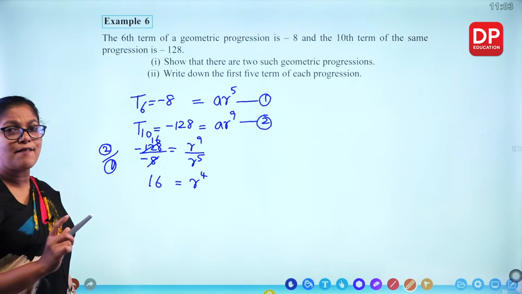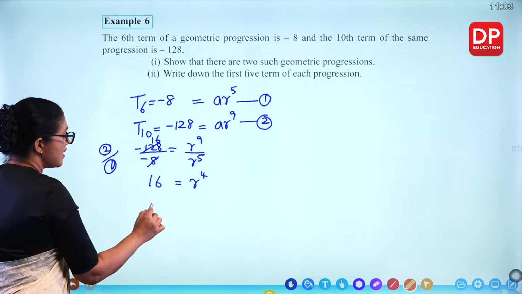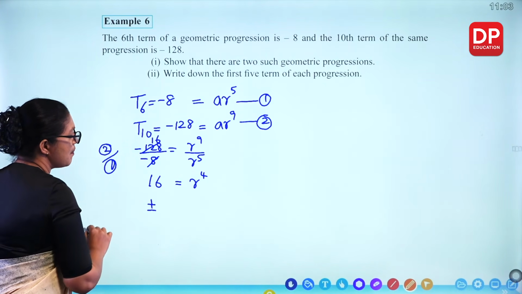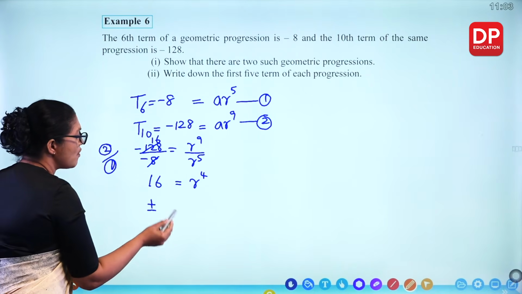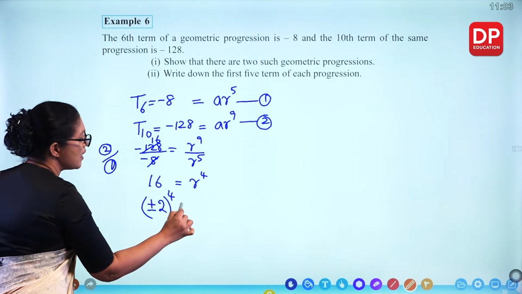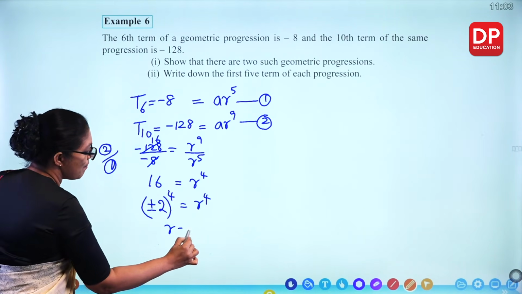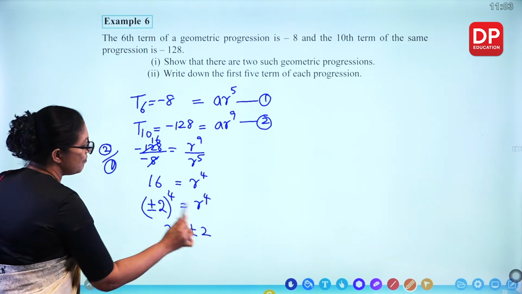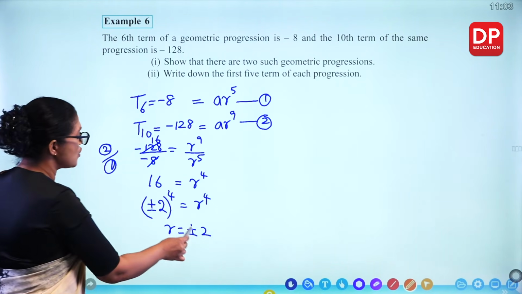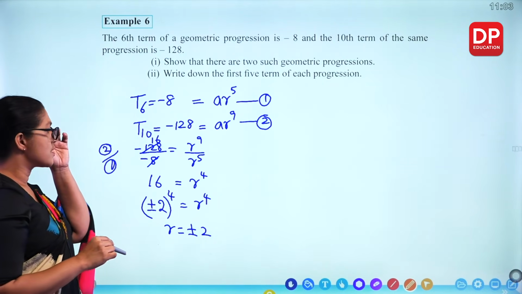Now the power is even. When the power is even, you can write down either positive or negative value. What's the value? 2 to the power 4 is 16. So minus or plus 2 to the power 4 is R to the power 4. Same powers, you can compare the bases. So r equals plus or minus 2. So that's why we get 2 such geometric progressions.